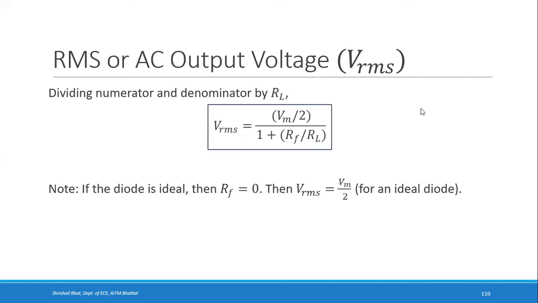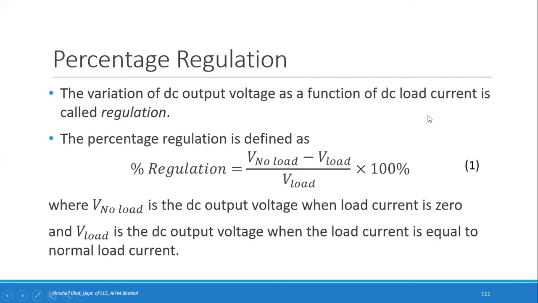Next parameter that you have is regulation or percentage regulation. Regulation is the variation of DC output voltage as a function of DC load current. If the load current changes, by what value the DC output voltage should change. That gives a measure of regulation. Ideally, the regulation has to be zero. That means if the load current changes, then output voltage should not change. In case of an ideal diode, output voltage is not a function of load current. That's why ideally regulation has to be zero.